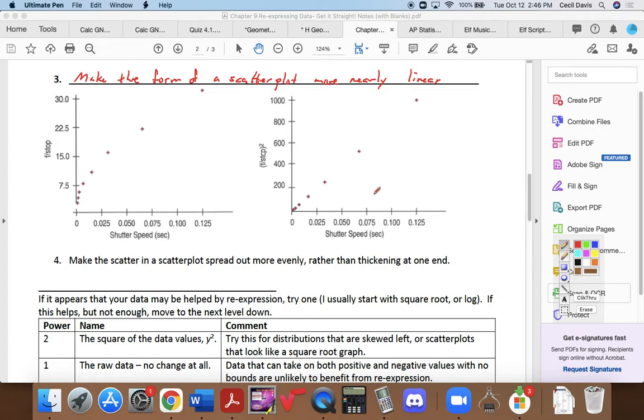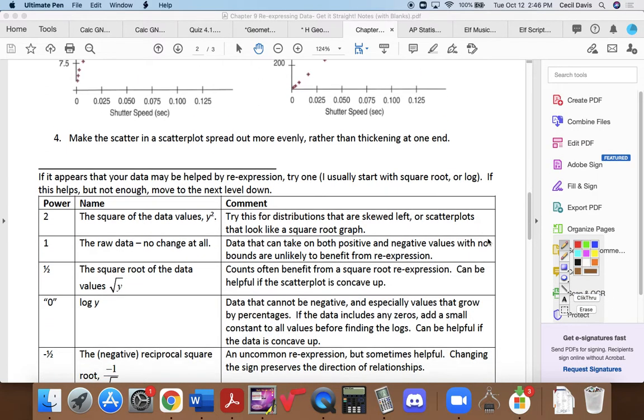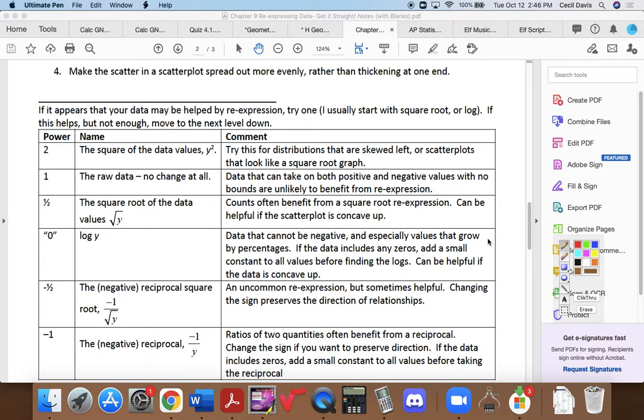Linear. All right. So, how do you decide what to do? This table is called the ladder of powers. Oh, that's cool.